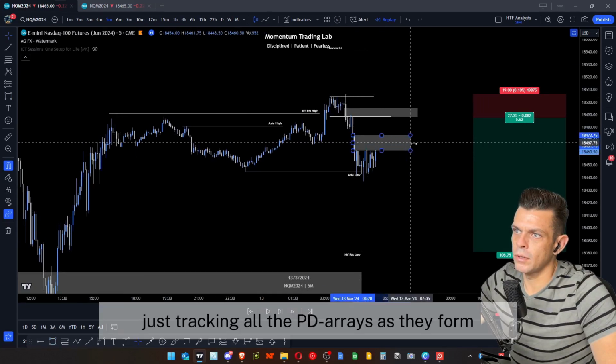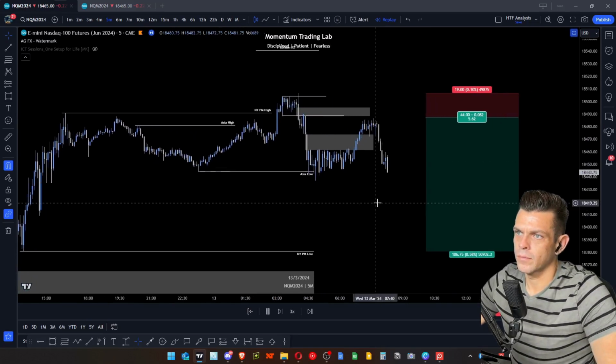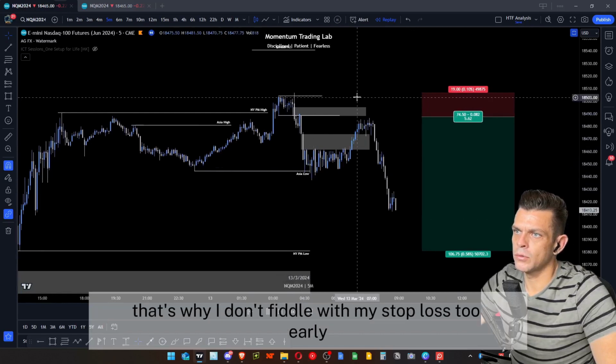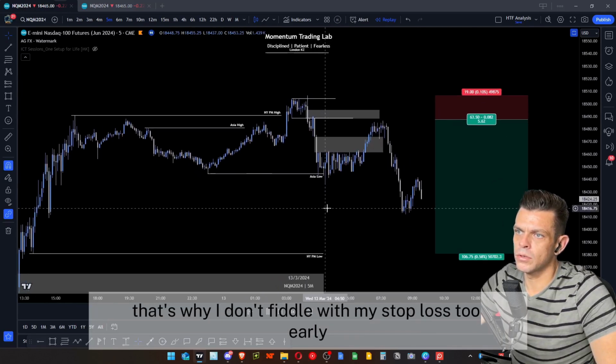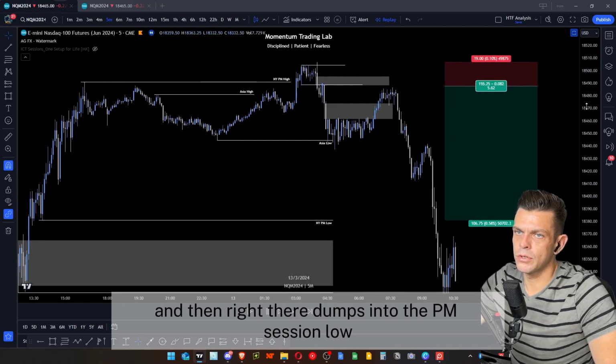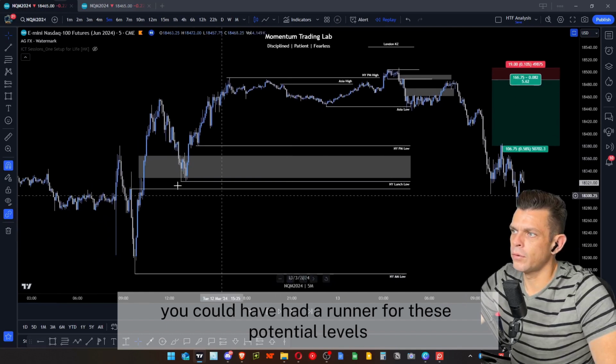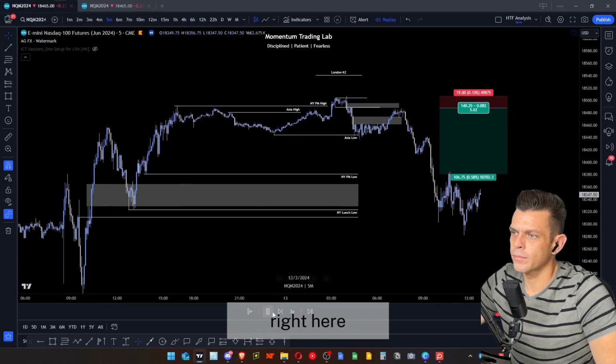Just tracking all the PD arrays as they form. Comes back close to your entry. That's why I don't fiddle with my stop loss too early. And then right there, dumps into the PM session low. So if you wanted, you could have had a runner for these potential levels right here.